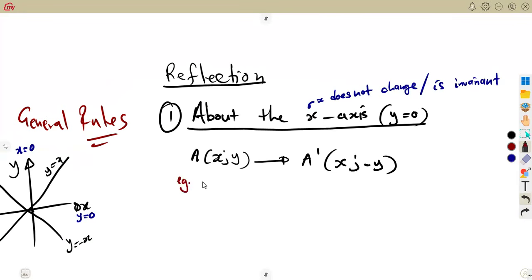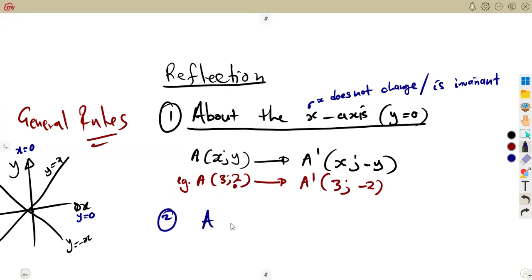For example, the point A is given as (3, 2). If we are told that it's a reflection about the x-axis, we can tell its image. X will remain as x, so it will be 3. The y value is the one that will be affected. You multiply it by minus, so it will be minus times 2, which is minus 2. So you can even write the image given the object. This is about the x-axis.